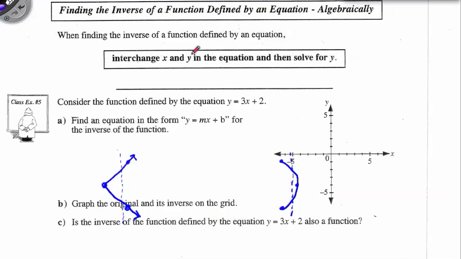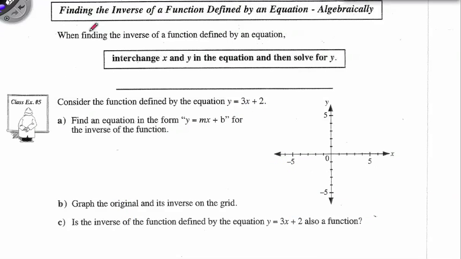Scrolling down, finding the inverse of a function defined by an equation algebraically. Algebraically, we're going to find the equation of an inverse. Now notice if we're changing the x and y in the points, we can do the same in the equation. Interchange x and y in the equation, and then we want to resolve for y, because we want the final equation in a form that says y equals. Consider this function defined by y equals 3x plus 2. Find an equation in the form y equals mx plus b for the inverse function.